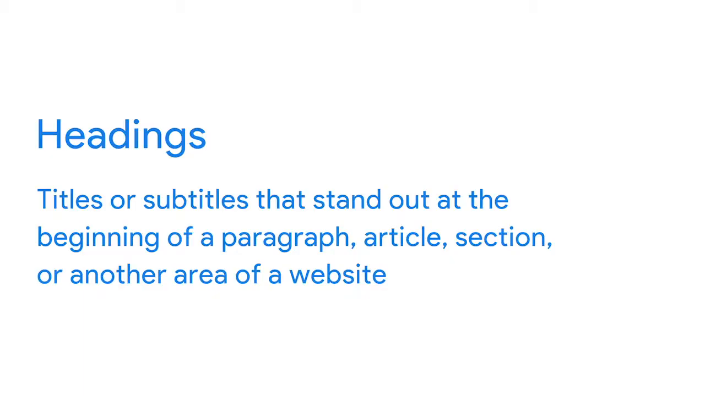There are a few features to include in your wireframes to ensure that people using assistive technology have a great user experience. First, let's talk about headings. Headings are titles or subtitles that stand out at the beginning of a paragraph, article, section, or another area of a website. Header text is often larger and bolder than the text on the rest of a page and designates the beginning of a section.